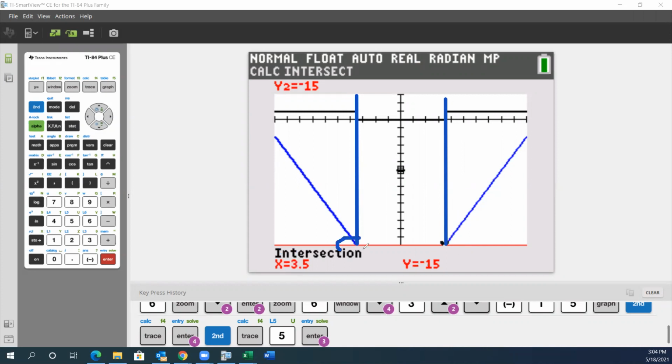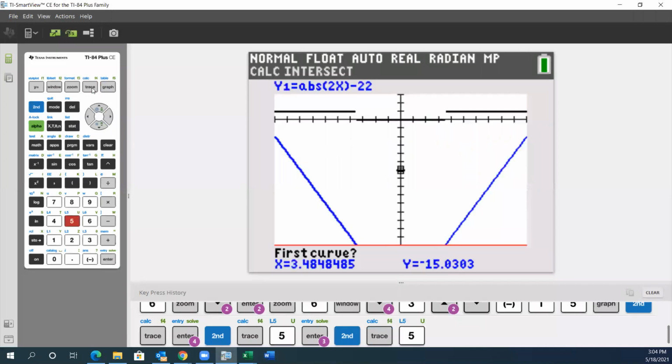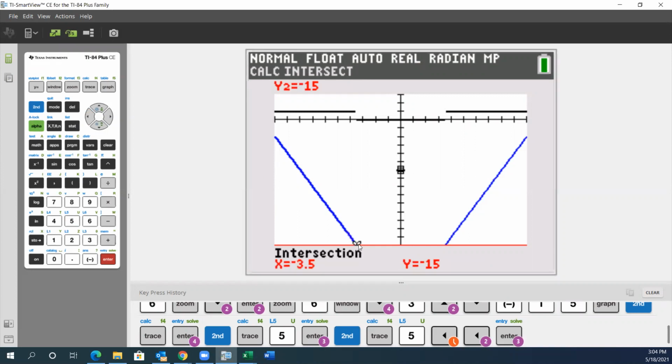Okay, but what about this intersection point right here with the blue and the red? We don't need that anymore. So I'll go second trace 5, and now I'm going to move closer to that intersection point. Okay, that's certainly close enough. And then enter, enter, enter, and negative 3.5 is where they intersect. So negative 3.5 to negative infinity, that's going to be my solution, and that's how you can check it with the graph.